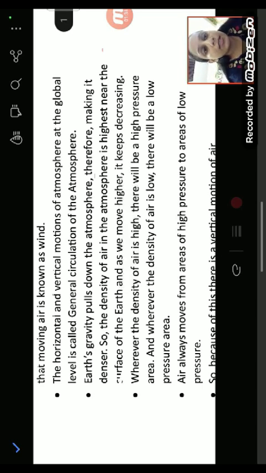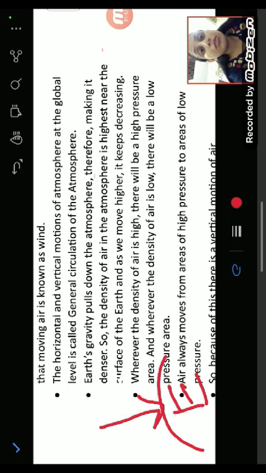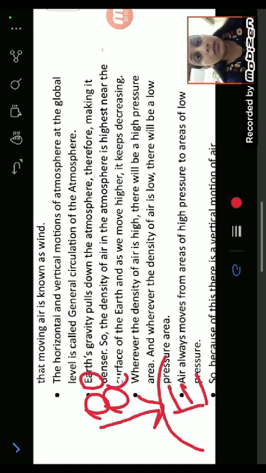Now some basics. We all know earth has a very strong gravitational pull, and because of that gravitational pull, the earth's gravity pulls down the atmosphere which is present around the earth as a blanket. So when earth's gravity pulls down the atmosphere towards it, the molecules of air or gases present in the atmosphere become very compact, means tightly compact. There is very little space between the molecules of gases.